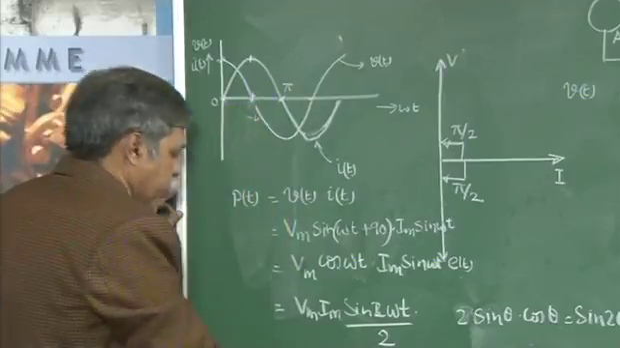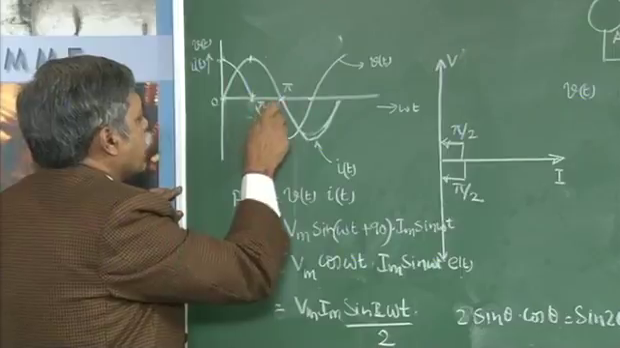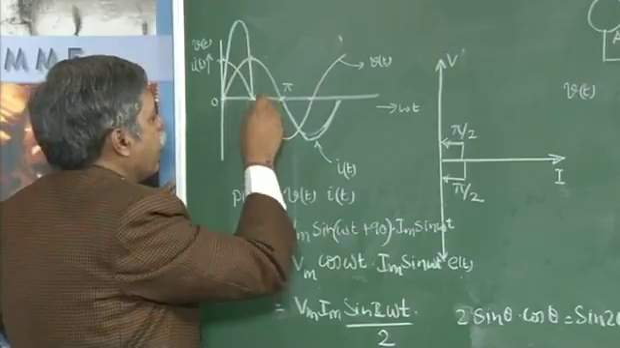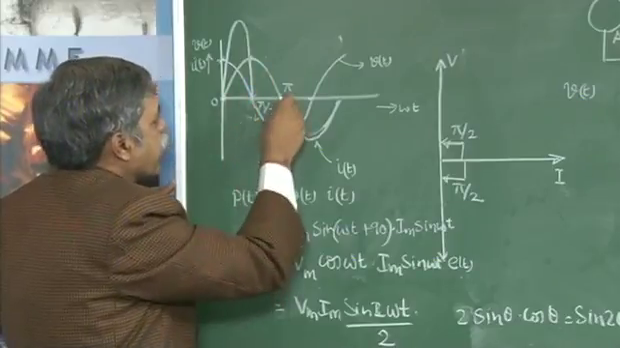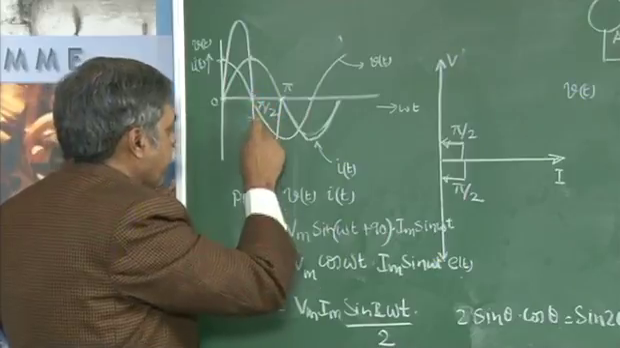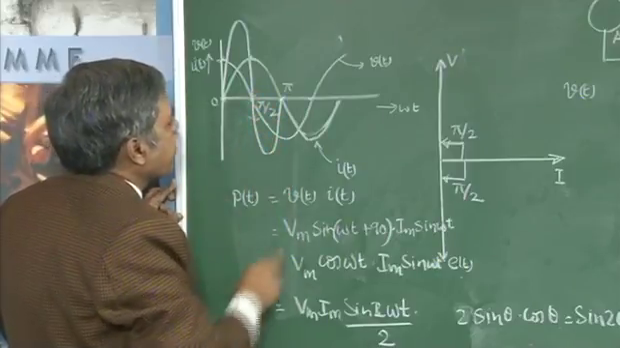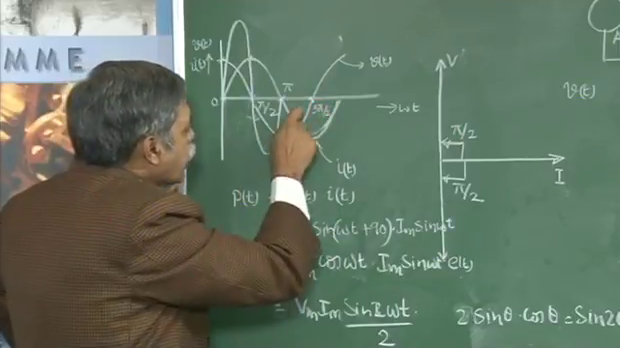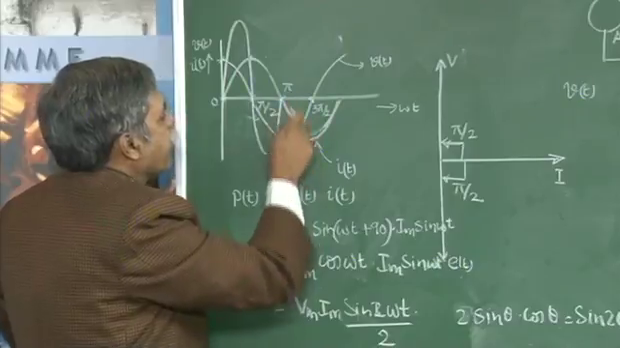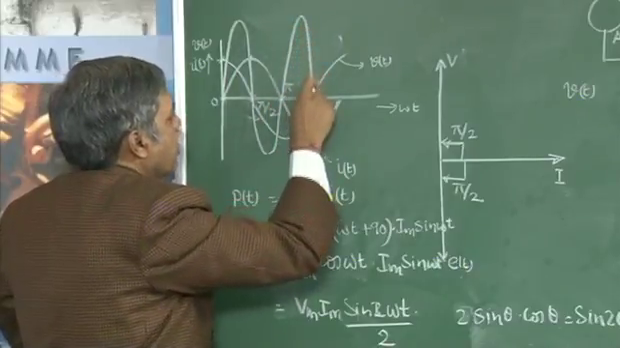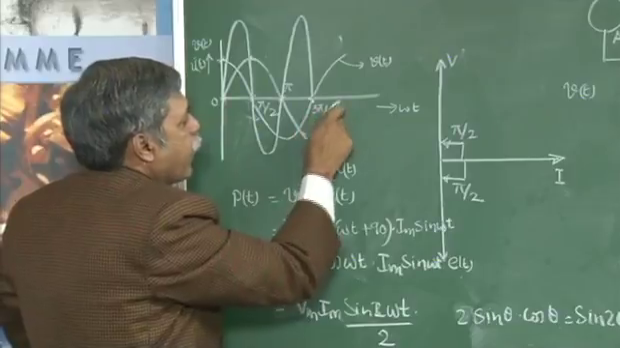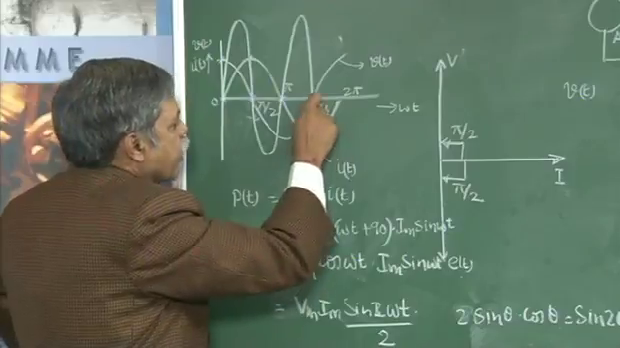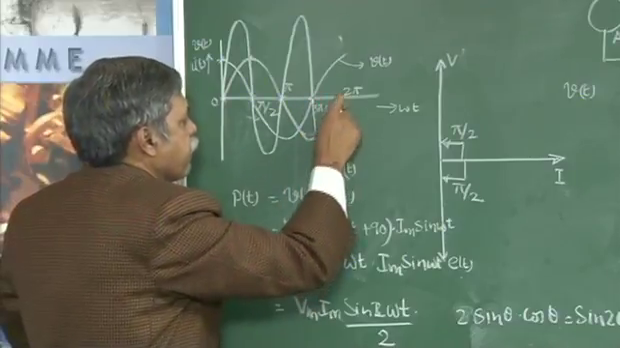In 0 to pi by 2, both current as well as the voltage are positive, therefore the power is positive. Between pi by 2 to pi, the current is positive, voltage is negative, therefore the product will be negative. It is following a sine curve. Between pi to 3 pi by 2, voltage as well as current both are negative, therefore the product will be positive, and between 3 pi by 2 to 2 pi, I have voltage as positive, current is negative, therefore the power is negative.